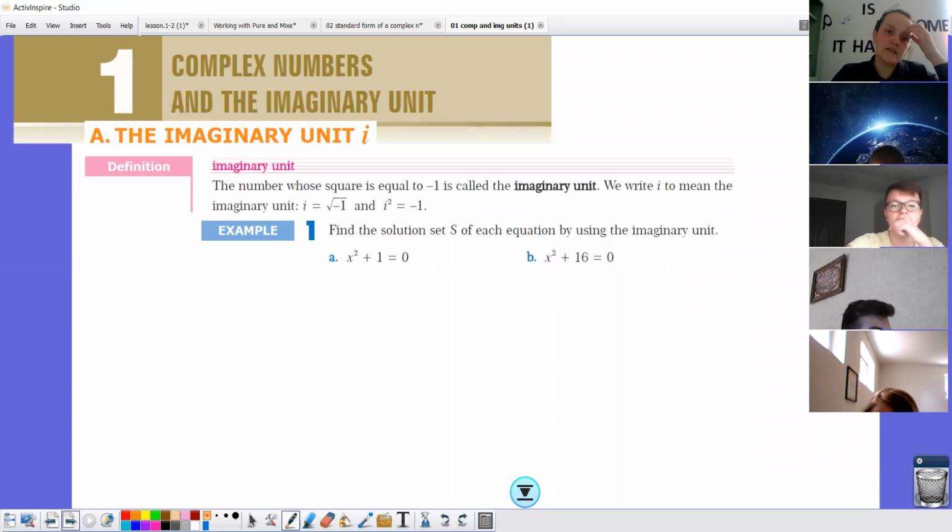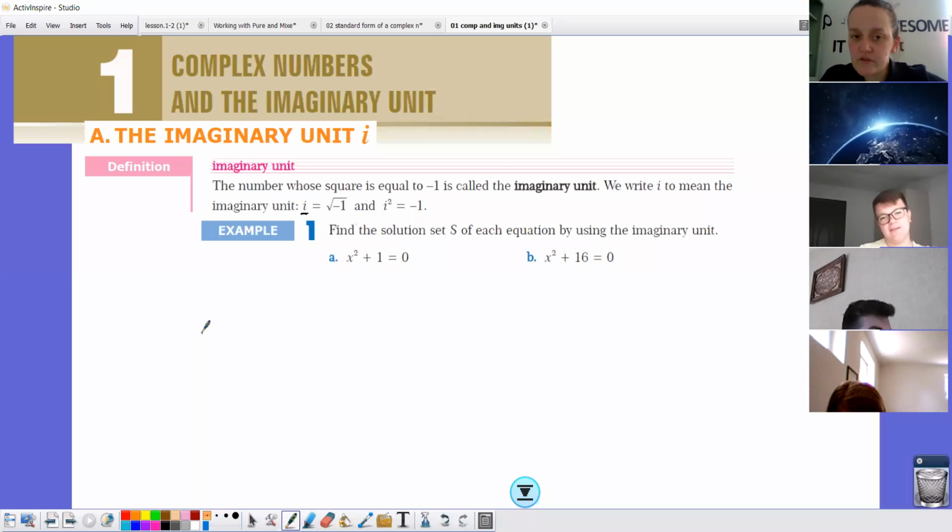The first part is the imaginary unit. Firstly, we need to understand what the imaginary unit is. As you can see from the name, imaginary, someone imagined it. The imaginary unit is this one. This i is the imaginary unit, and it is equal to root of -1.